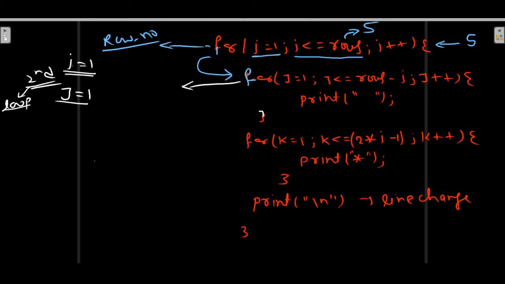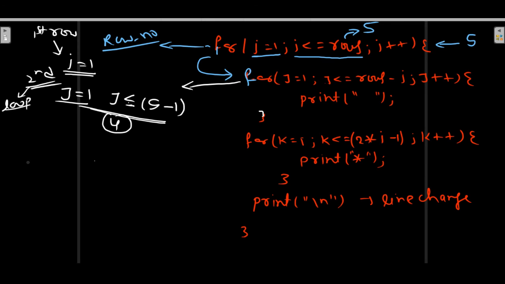So for the first row, what will be the value of I? I will be 1, right? And this second for loop will start from j equal to 1, and it will go up to what? J less than equal to rows minus I. So what is rows? Rows is 5 in our case, minus I is 1 for the first row. So how many times will this for loop execute for the first row? This for loop will execute 4 times for the first row.